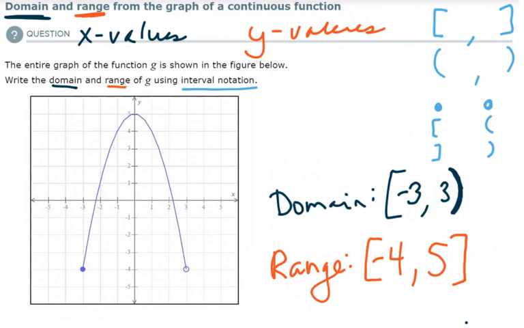So the domain goes from -3 to +3, inclusive on the -3, non-inclusive on the +3. And then for the y values, it goes from -4, inclusive, up to +5, inclusive.